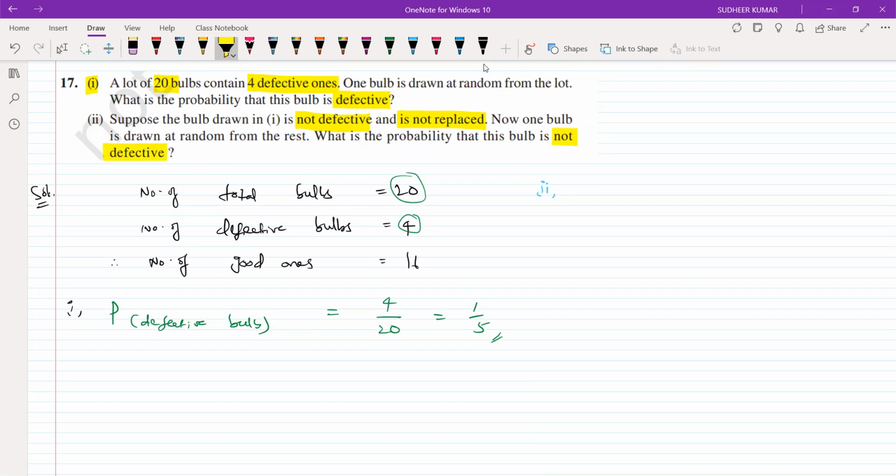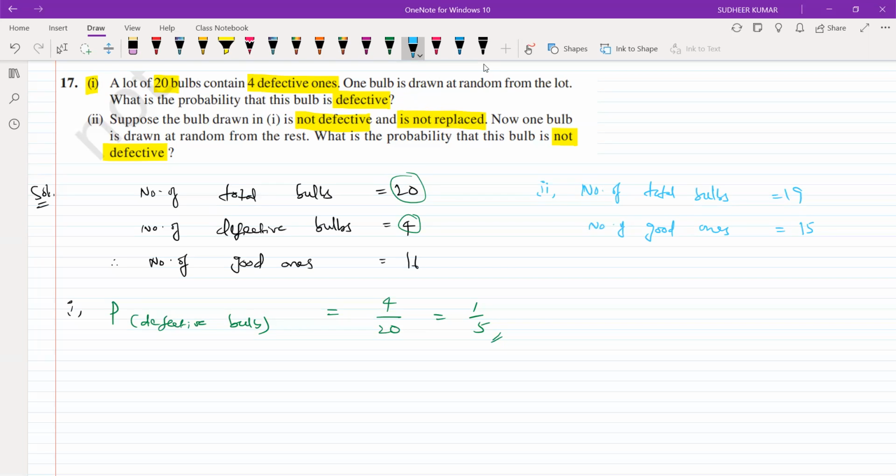So first let us find the number of total bulbs, 19. Number of total bulbs are 19. From that we have to subtract one good one. Number of good ones are 16 minus 1, 15.